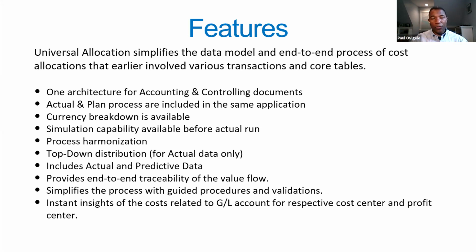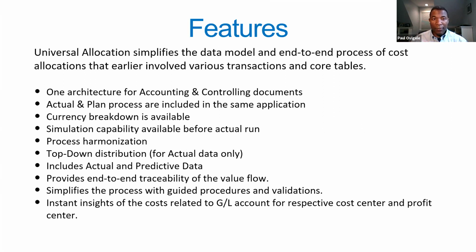So if Universal Allocation sits on top of Universal Journal, that means everything in Universal Journal is available within Universal Allocation, with some limitations. Actual and planned processes are included in the same application. So you don't have, like in ECC, one transaction for plan and one transaction for actual. These are in the same app, in the same processes. It's just a drop down if you want to do actual or plan.